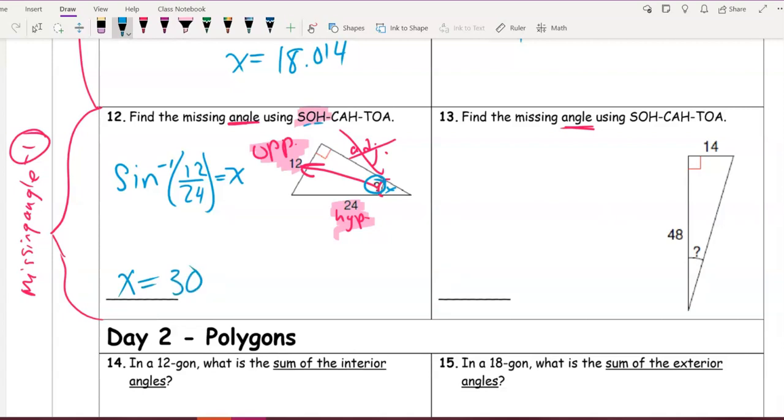We can put this in the calculator, sine inverse of 12 over 24, and we get X equals 30. Do we ever enter equals X into the calculator? No, we will never type equals X in the calculator. That'll give you an error.